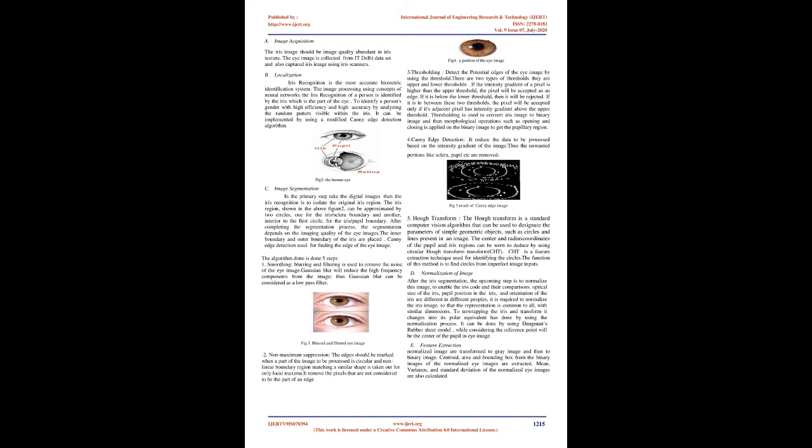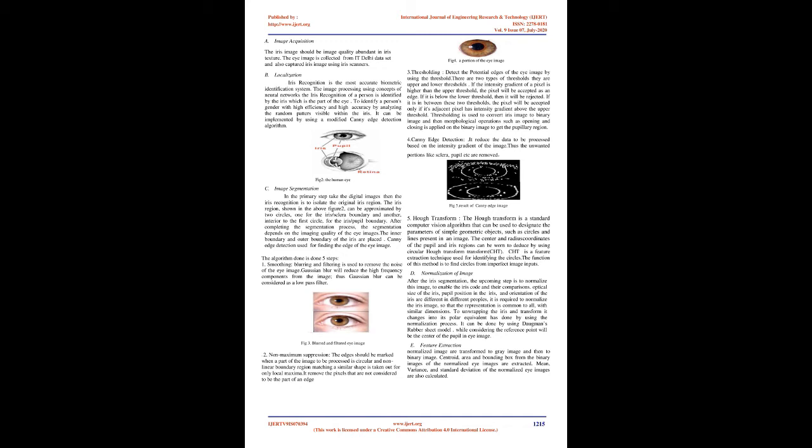C. Image segmentation. In the primary step, take the digital images, then the iris recognition step is to isolate the original iris region. The iris region, shown in the above figure 2, can be approximated by 2 circles, one for the iris/sclera boundary and another, interior to the first circle, for the iris/pupil boundary. After completing the segmentation process, note that the segmentation depends on the imaging quality of the eye images.